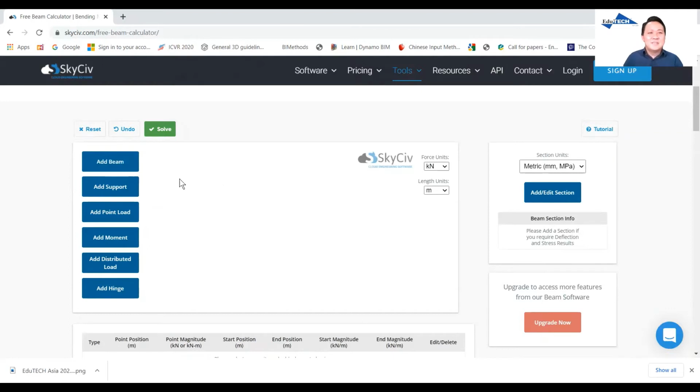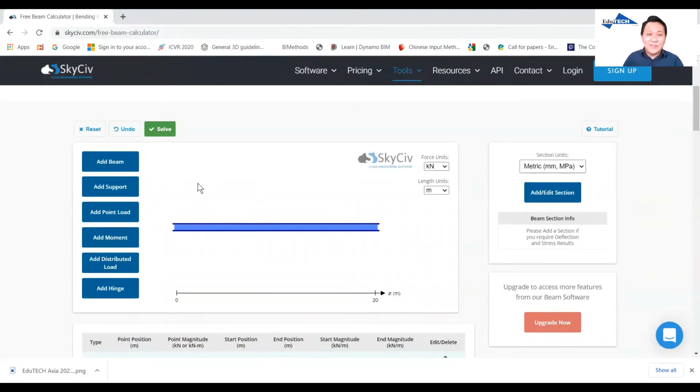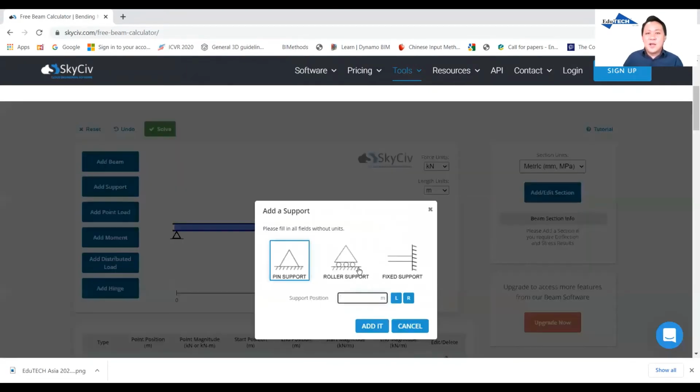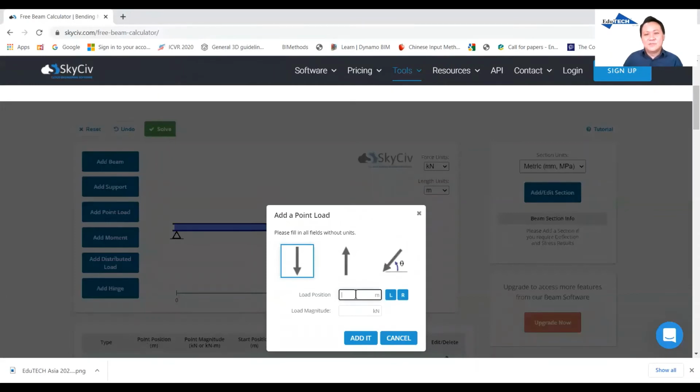Students, what we are going to do now is add a beam of 20 meters, and we are going to add supports. We are going to add a pin support at 0 meter, and a roller support at 18 meters. Next, we are going to add a point load. We are going to add a point load at 5 meters with a magnitude of 100 kilonewtons.